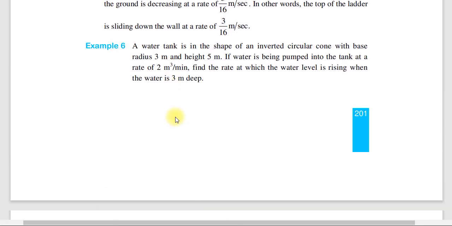ሰው እንደዛ አድርገን ይሄን አይነት ፕሮብለም ሶልቭ ማድረግ እንችላለን። ስድስተኛ ኤግዛምፕል: a water tank in the shape of an inverted circular cone with a base radius 3 meter and height of 5 meter. If water is being pumped into the tank at a rate of 2 meter cube per minute, find the rate at which the water level is rising when the water is 3 meter deep.